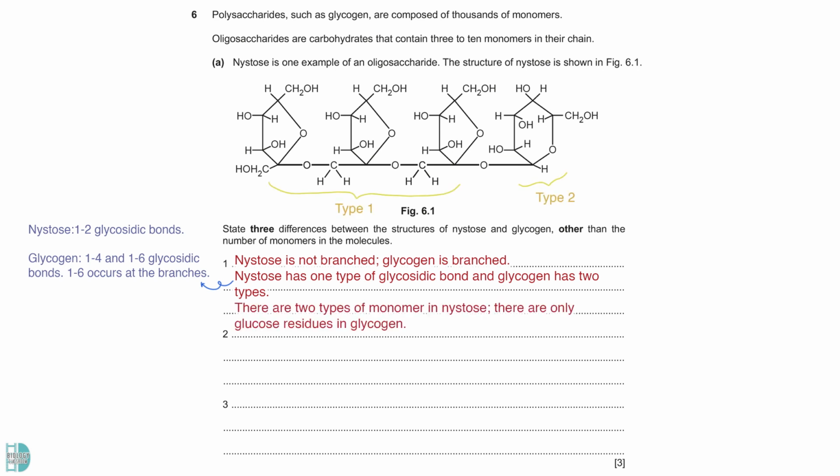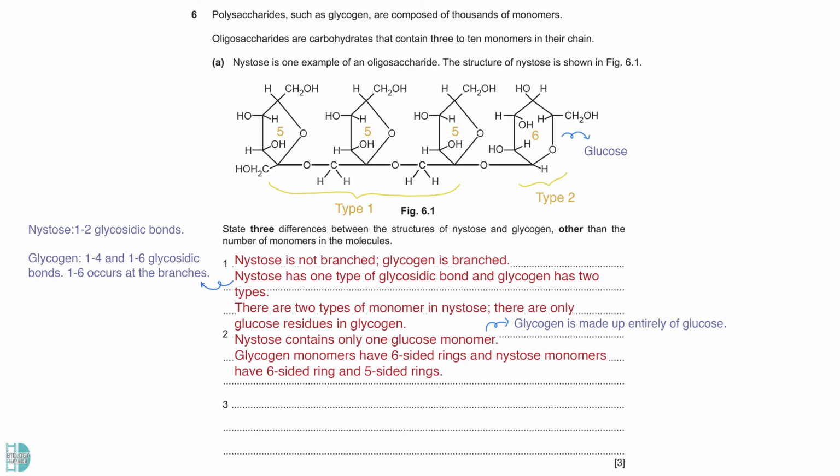There are 2 types of monomers in nistose. Glycogen has only one type of monomer, which is alpha-glucose. Nistose contains only one glucose residue, unlike glycogen, which is made up entirely of glucose. Lastly, you can compare the ring structures of their monomers.